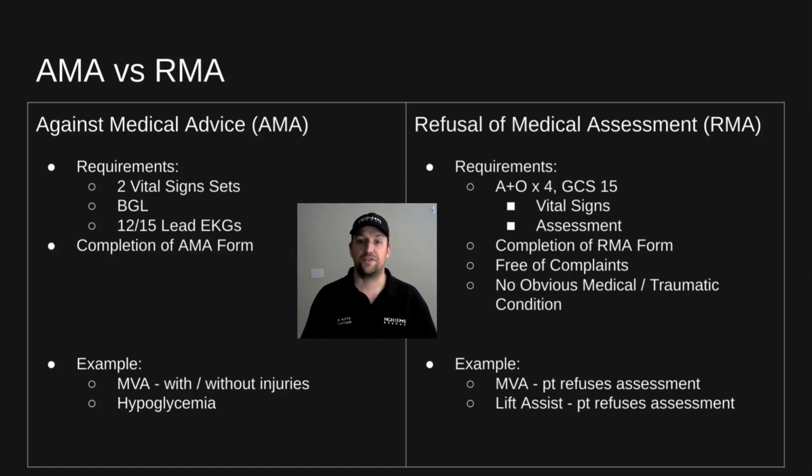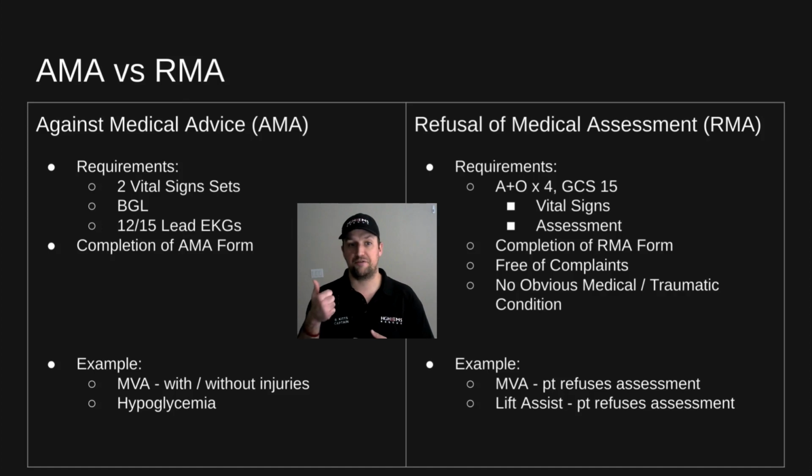Next, for the refusal of medical assessment, this is when the patient does not allow you to do an assessment. There are still requirements for this. You have to be able to document the patient is A&O times 4 and GCS 15. You can either do that in the vital signs or in the assessment section. It's your choice, or both. Either is fine. They must complete the RMA form, 100% completion within ESO.